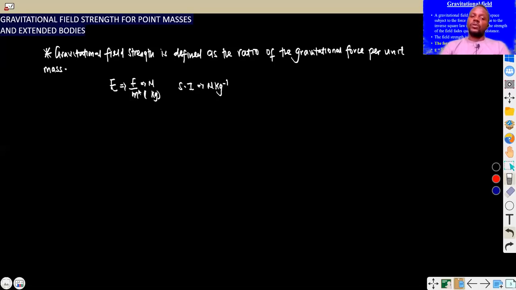Sometimes we can also express the SI unit differently. From our knowledge of F equals MA, remember, A is also equal to F divided by M, which we learned in earlier classes. So the SI unit of the field strength can also be given as meters per second squared. In that relation, the gravitational field strength can also be denoted by small letter g, which is the acceleration due to gravity, simply F by M.